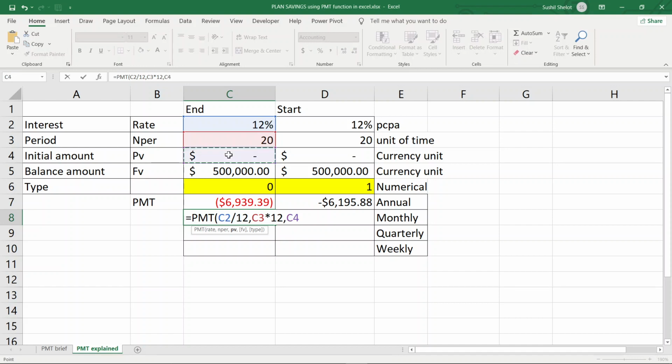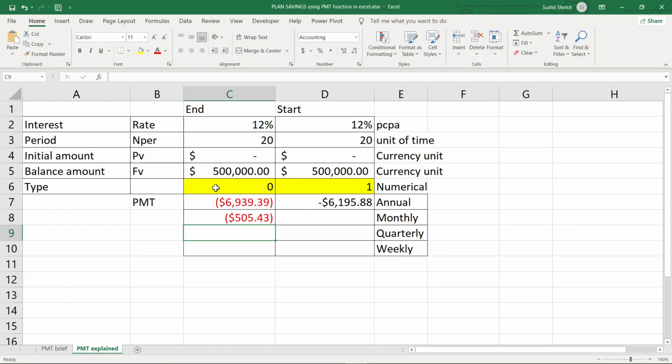The PV value again here is 0, and the FV value, that is the future value, is what is our target to do the saving. And last thing is the type. So this is for the end of the period payment, and there it is. I'll say enter.